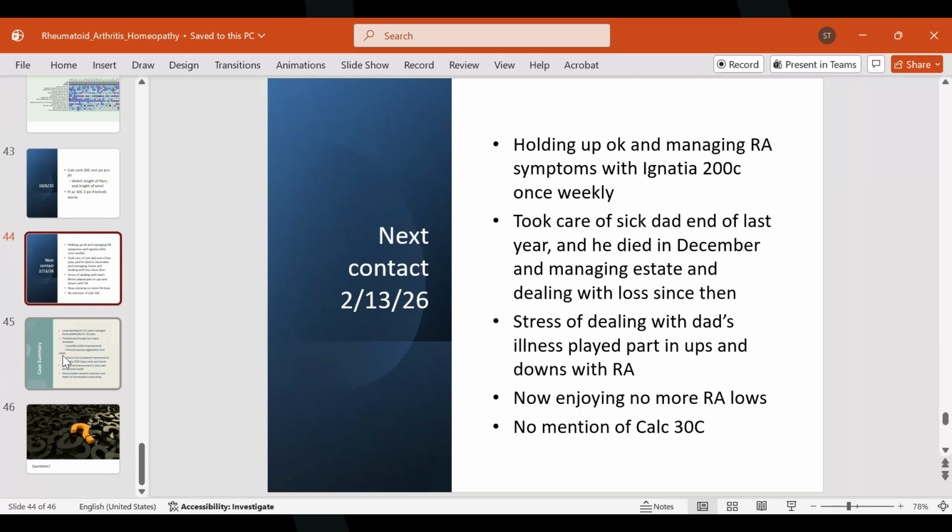So Tim, for your case here, that's very impressive. She's doing really well with the rheumatoid arthritis, so congratulations. So the question is, how long has she been completely off of allopathic conventional arthritis treatment? Since 2005 when she started homeopathy, so 21 years. That's amazing.